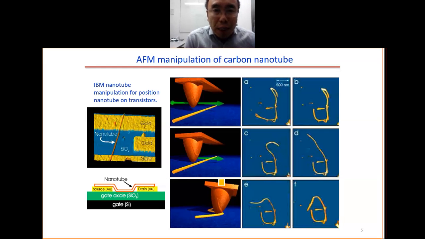So we can do a similar process. In this case, we have this carbon nanotube. So we can use the AFM probe to move around to modify the carbon nanotube. You can, for example, put the carbon nanotube below the gold. There's the source, drain, and there's the gate. This way you can make some devices. But in reality, this process is only for research, no commercial value, because this is very hard to work with. So this is the first idea, AFM manipulation of the atoms and the nanoparticles.